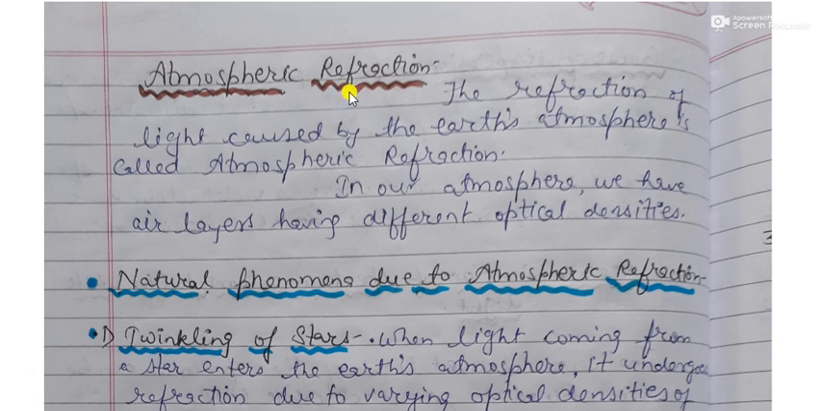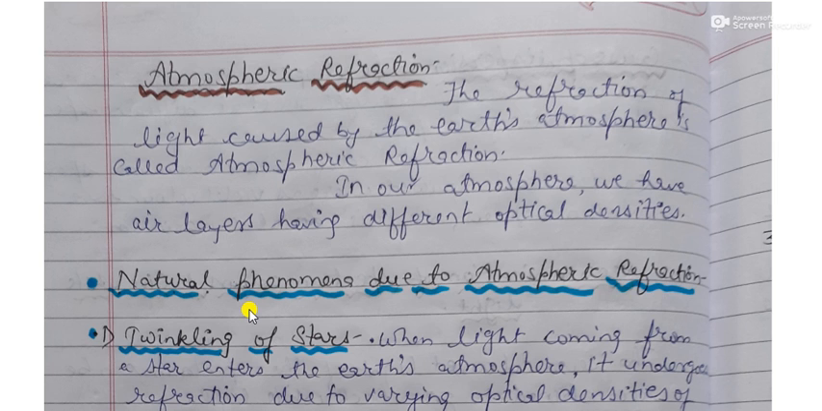Let us now study atmospheric refraction. The refraction of light caused by the Earth's atmosphere is known as atmospheric refraction. In our atmosphere, we have air layers having different optical densities. The cooler air layers of the atmosphere behave as optically denser, whereas the warmer air layers behave as optically rarer in nature. So when light passes through these air layers with different optical densities, refraction of light takes place.